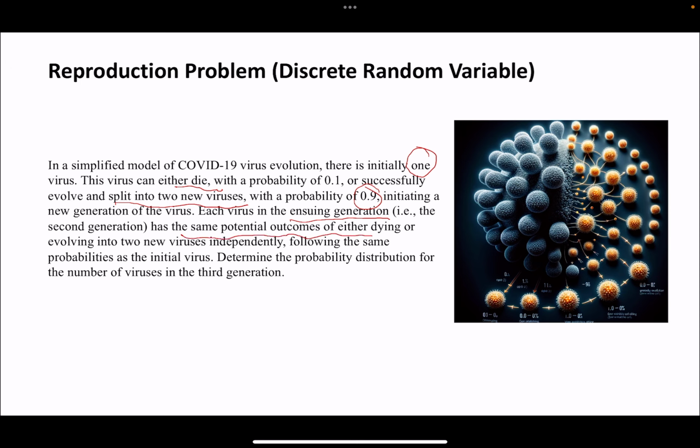Each virus in the ensuing generation, for example the second generation, has the same potential outcome of either dying or splitting into two new viruses independently, following the same probability as the initial virus. The question is asking us to determine the probability distribution for the number of viruses in the third generation. So basically, this is asking us to find the PMF for the number of viruses after the third generation. So let's see how to solve this problem.